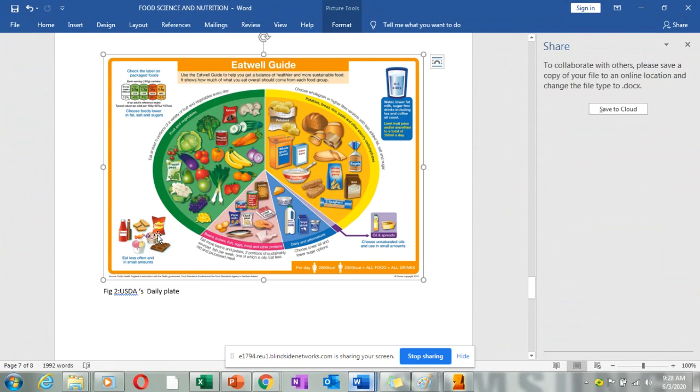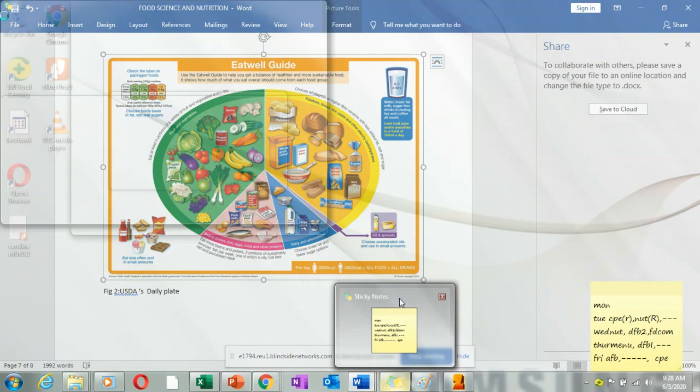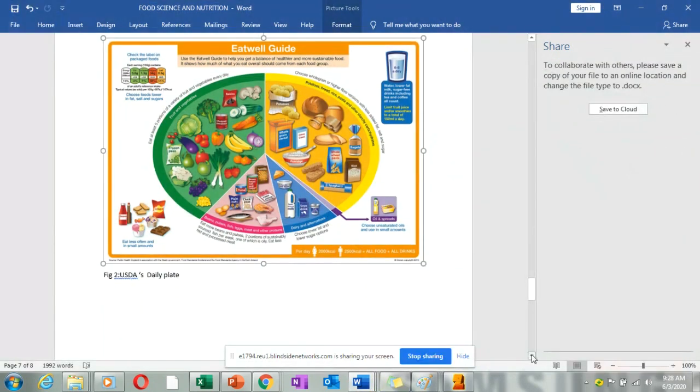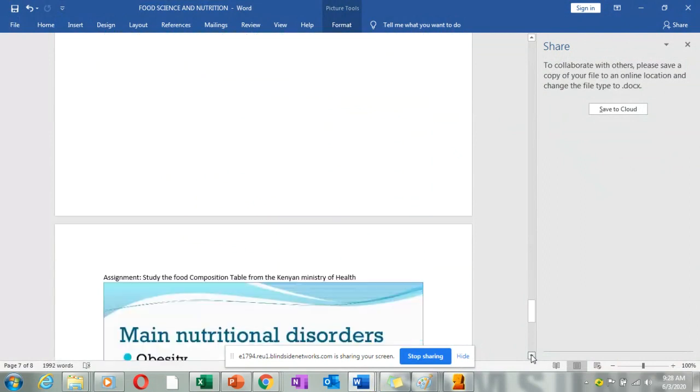Then on the side here, you see things like chips, chocolate, cupcakes and biscuits, sweets. All of these and sweet sauces, you've been told to eat them less often and in very small amounts, not a daily thing. So it is important that you feed your body the right kind of food.